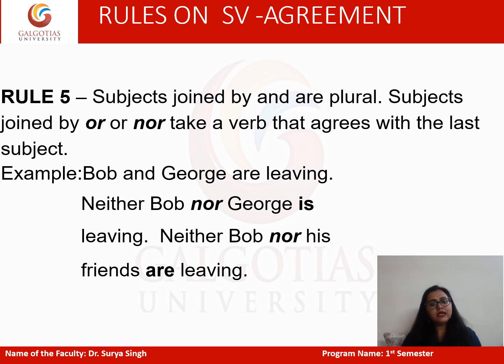For example, when we say Bob and George are leaving, here both the subjects Bob and George are combined by and, so it will take a plural verb. Whereas, neither Bob nor George is leaving. Here, because the subjects are joined by nor, the verb will be as per the last subject. The last subject here is George, and George is singular, so we'll go by the singular verb is. Whereas in the other statement, neither Bob nor his friends are leaving, friends is plural, so we'll take a plural verb.